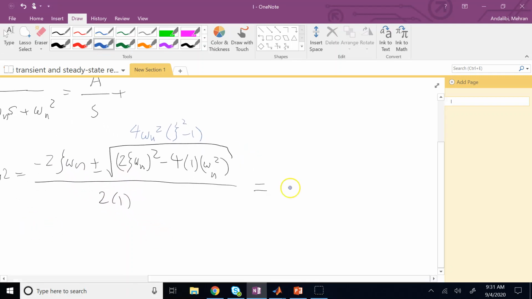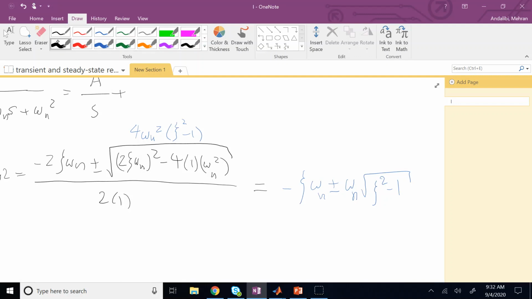So if you simplify it, it is basically going to be negative zeta omega n plus and minus omega n times the square root of zeta squared minus 1. So these are your roots, and depending on whether they are imaginary, real, or the same thing, then you have different scenarios.